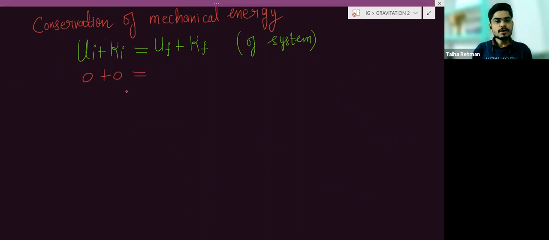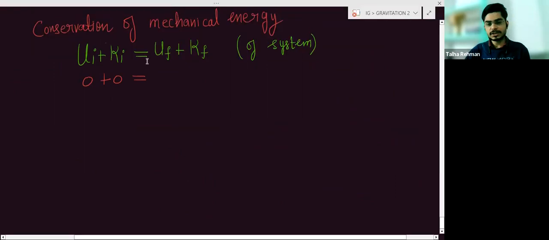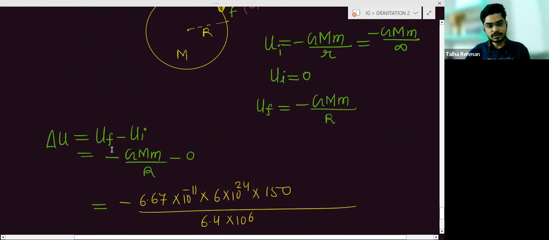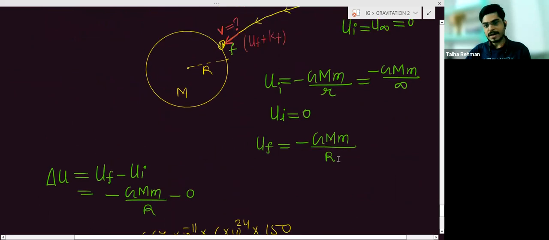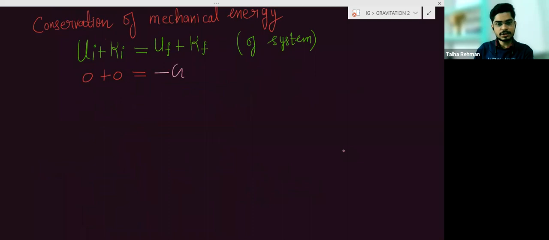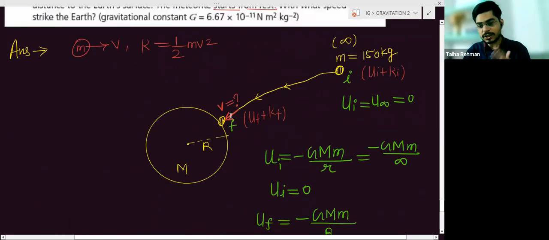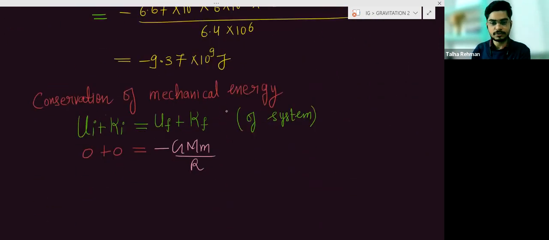Now the final potential energy, which we calculated: the final potential energy is minus GMm by r. So put the value minus GMm divided by r. The final kinetic energy means the energy corresponding to the final velocity. The final velocity is v, that we have to find. So half mv square we can write.